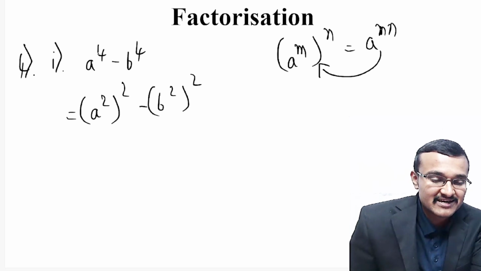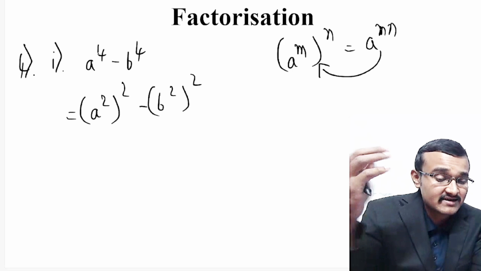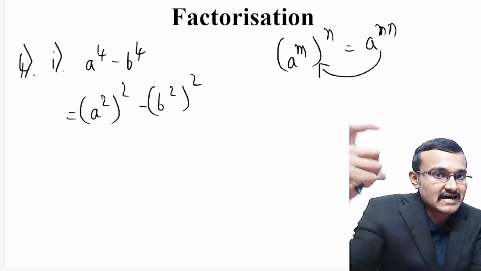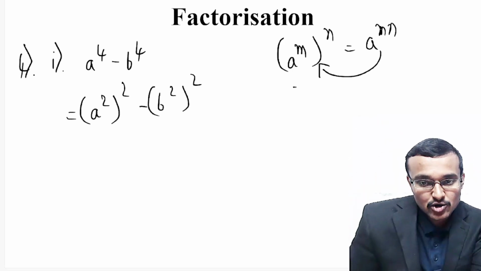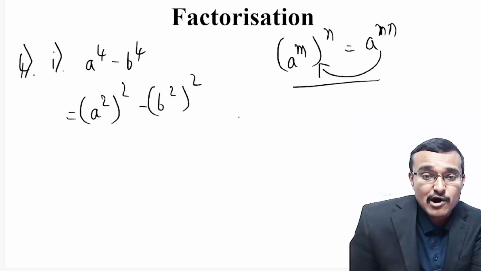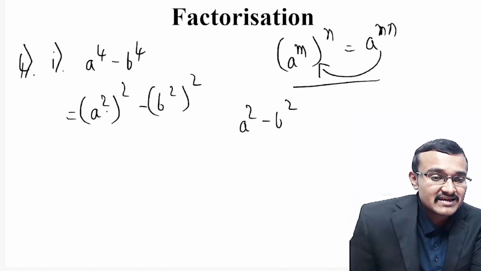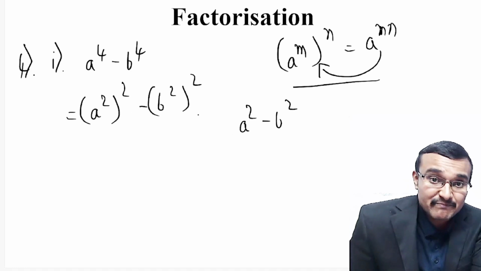So similarly here 4 is actually 2 into 2. So that's why I have taken 2 outside the bracket. So a square whole square I have taken, according to this particular exponent law. Now here this is in the form of a square minus b square. Here a will be a square, b will be b square.